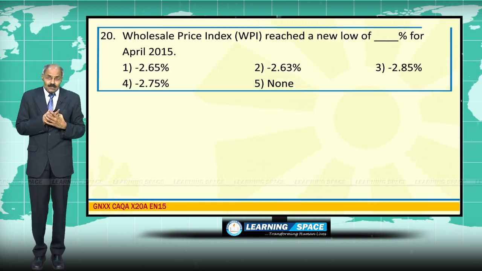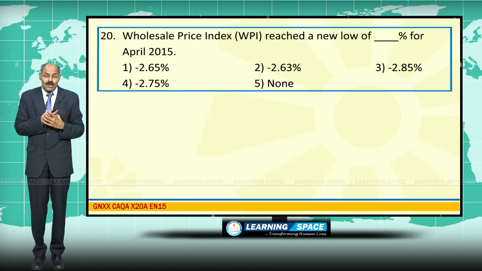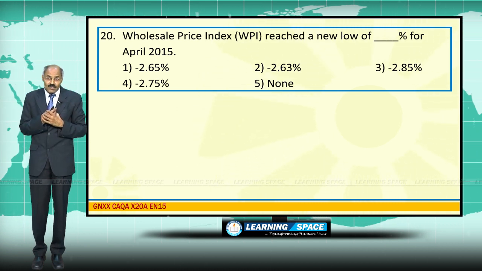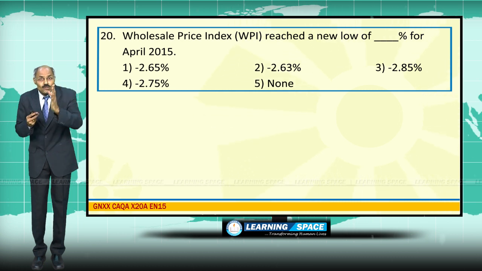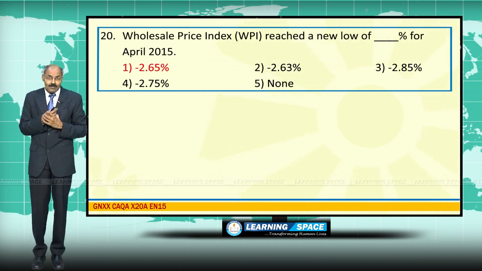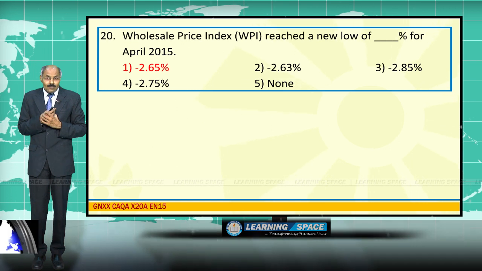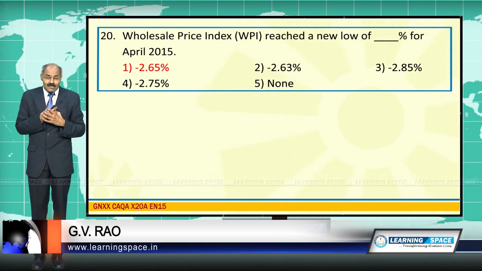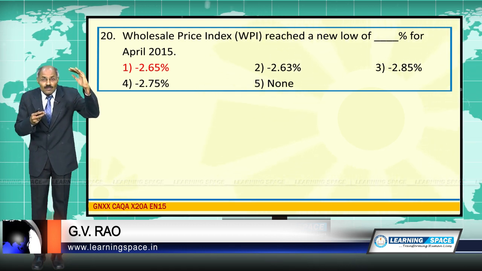The wholesale price index reached a new low of minus 2.65% for April 2015. It is minus 2.65%. And the wholesale price index has been in negative territory since November 2014.